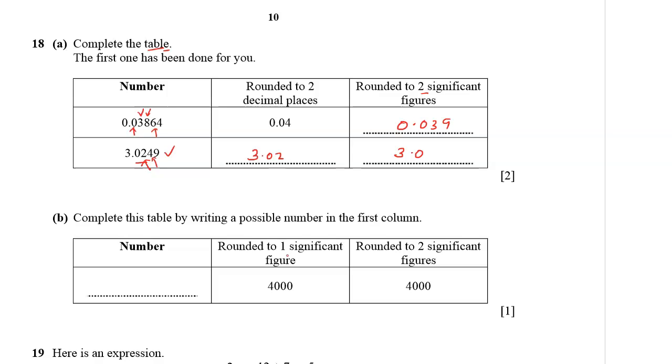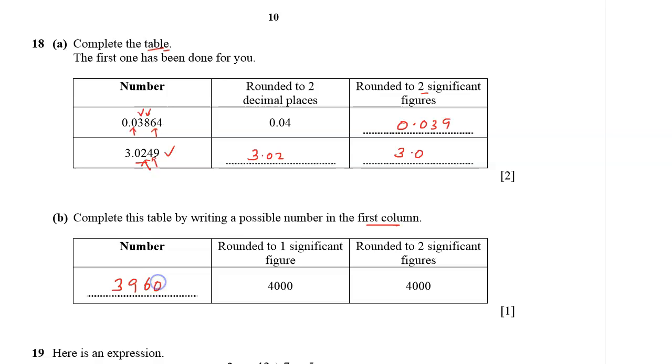18b. Complete this table by writing a possible number in the first column. This is the first column here. So we have a number. We are told rounded off to 1 SF is 4,000. So if it's rounded off to 1 SF, this number can be 3,000, 3090, whatever. As long as the third SF should be greater than 5, or it should be 5.